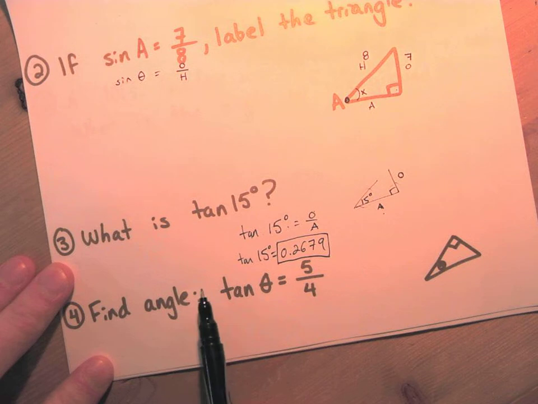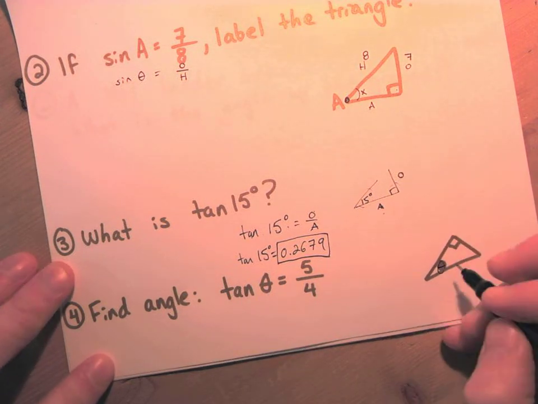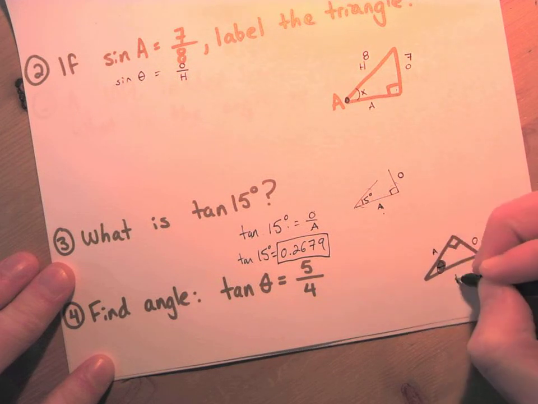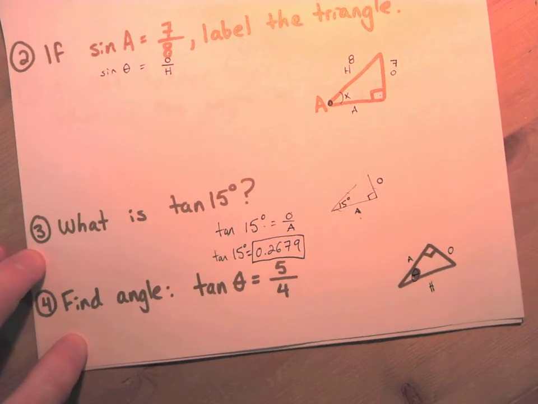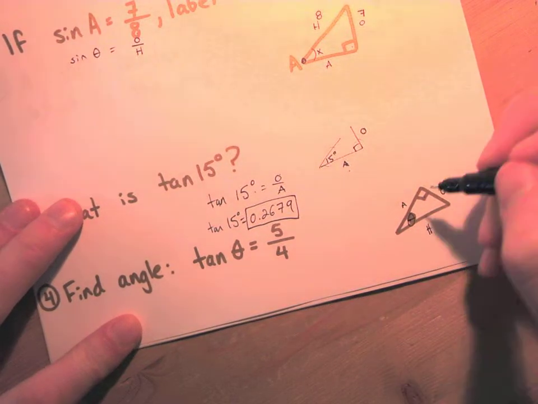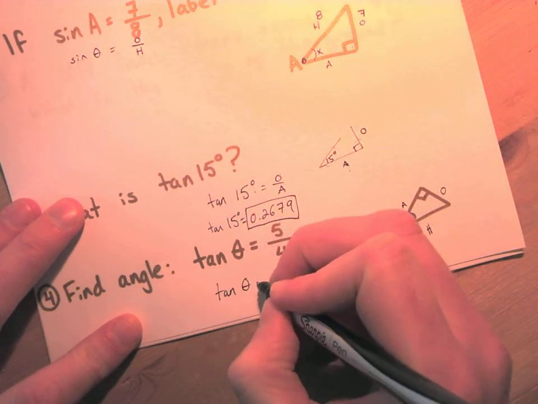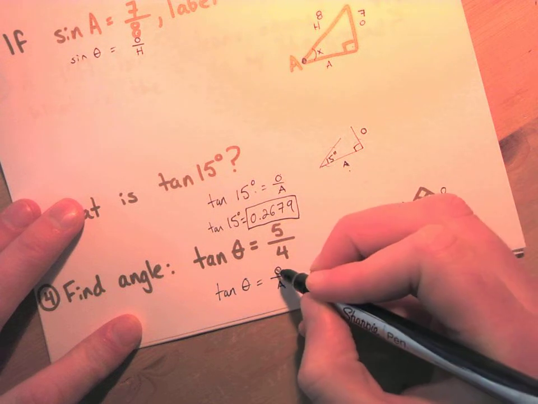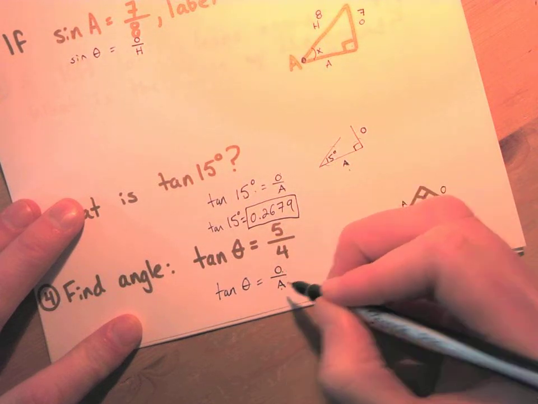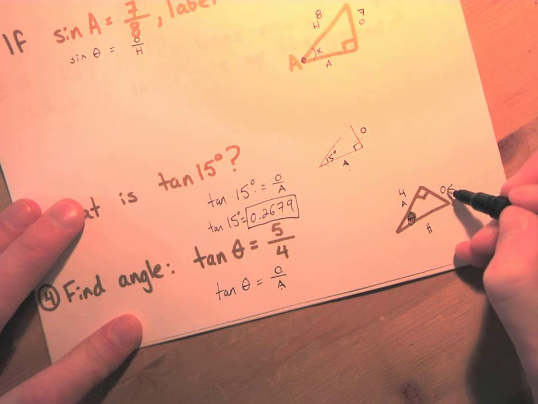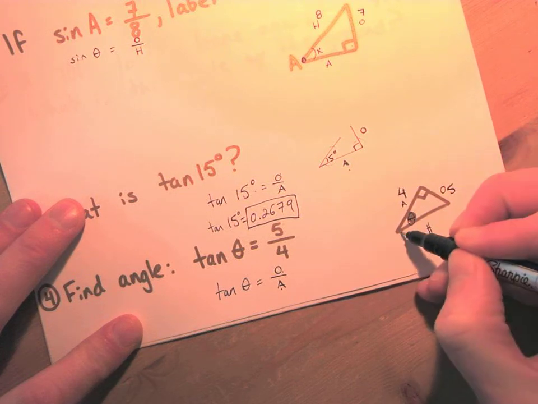Now this one says find the angle if tan theta is 5 over 4. So this is a theta here, same thing as an x. So if we look, we have to label our triangle. That's O, that's A, that's H because it's across from the square there. So tan theta is 5 over 4. So what is tan theta again? We have to look at our original equation. It's O over A for tan. So that means the 5 is the O and the 4 is the A. Okay? That looks like 0, 5, but it's just an O. That's a side length of 5 and a side length of 4.